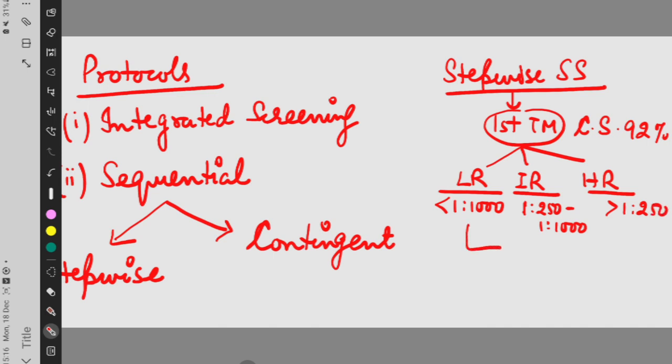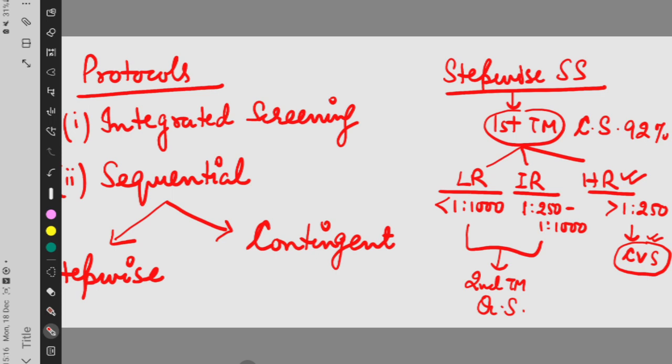If it is low risk and intermediate risk, these patients undergo second trimester screening in the form of quadruple marker. And if it is high risk, then they directly go for chorionic villus sampling and decide whether MTP has to be done or not. Now, patients who are already high risk in first trimester, we are saving their money. They need not get a second trimester screening done and then go for amniocentesis. They can directly go for CVS and then decide whether to do MTP or not.